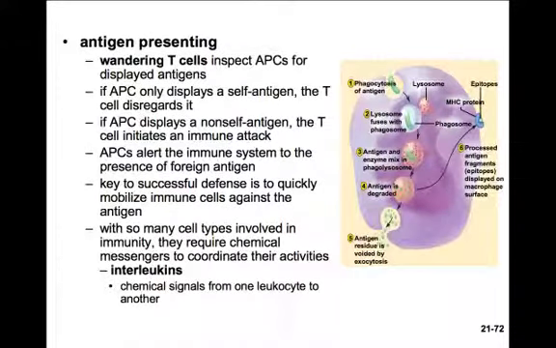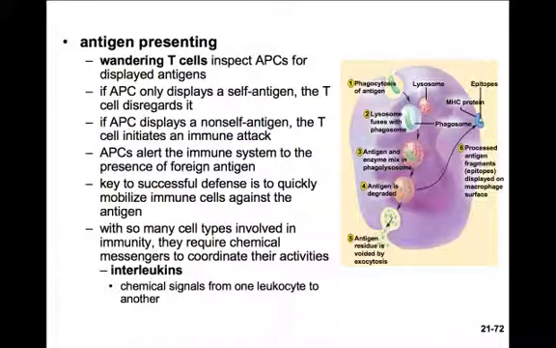So then the wandering T cells will inspect all these antigen-presenting cells for antigens that they might recognize as foreign. If the antigen-presenting cell only displays self-antigens, well, then the T cell disregards it. But if it displays non-self-antigens, the T cell will initiate an immune attack. Thus, the antigen-presenting cell's role is to alert the immune system of the presence of a foreign antigen. Because there are so many antigen-presenting cells, they're able to quickly mobilize immune cells against the antigen.